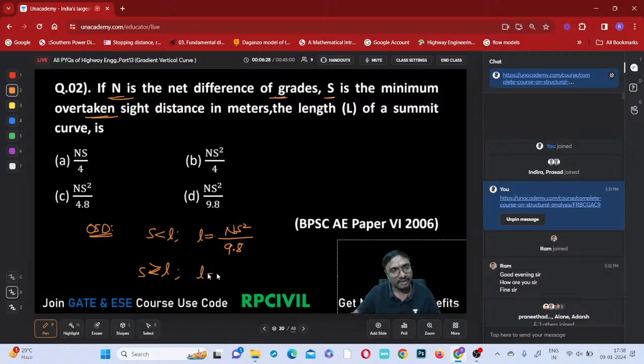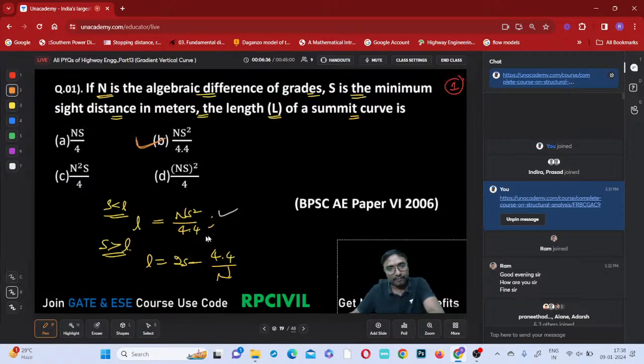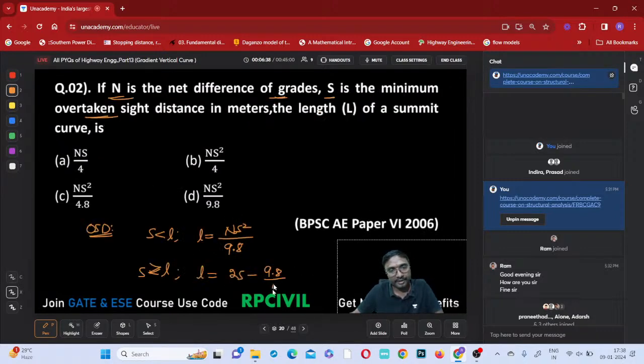What will happen? L equals how much? That is 2S minus 9.8 by... which one? This is 4.4 by N, right? This is 9.8 by N that will come into the picture, right? So which one is the correct answer? NS squared by 9.8 is the answer, right? Yes, D will be the correct answer, right?